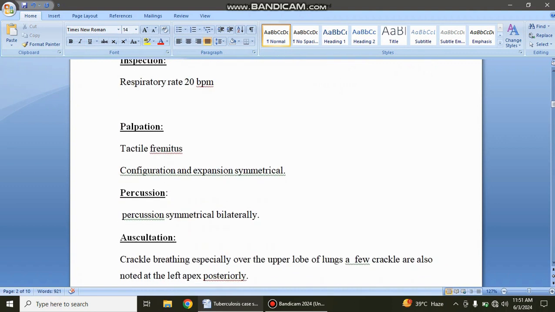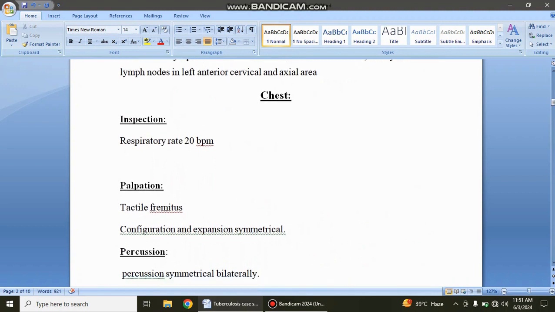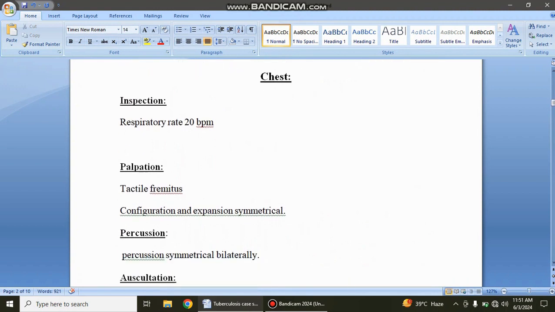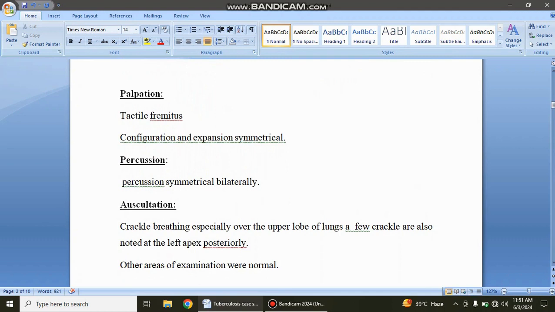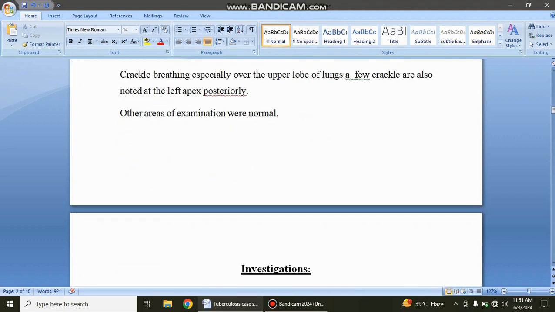Palpation: tactile fremitus, configuration and expansion symmetrical. Percussion is symmetrical bilaterally. Auscultation, and these are all the components of the examination of the chest. On auscultation, crackling breath sounds, especially over the upper lobe of the lungs. A few crackles are also noted at the left apex posteriorly. Other areas of examination were normal.